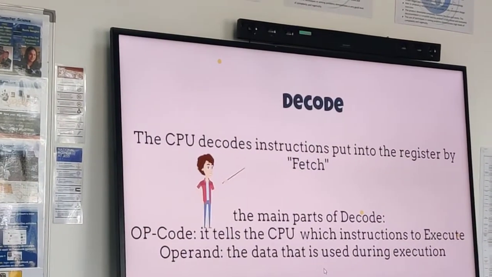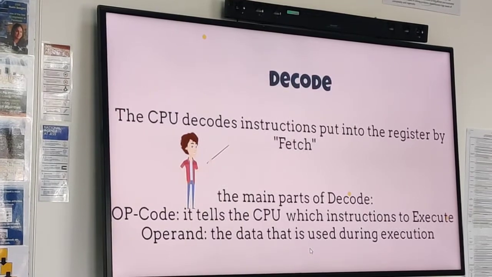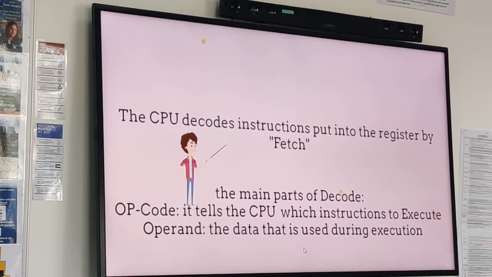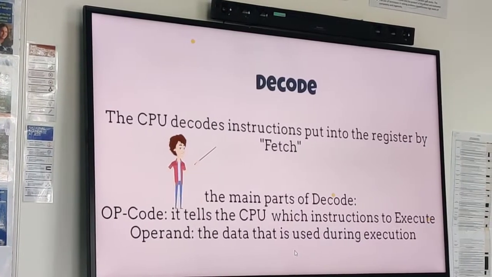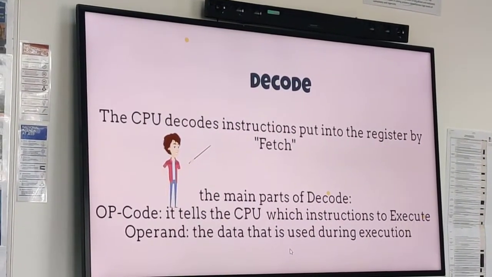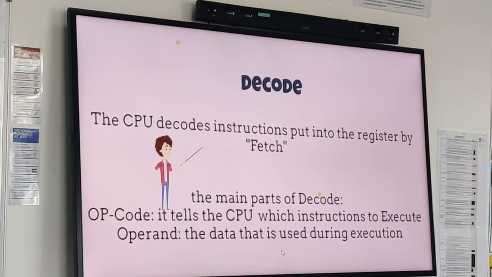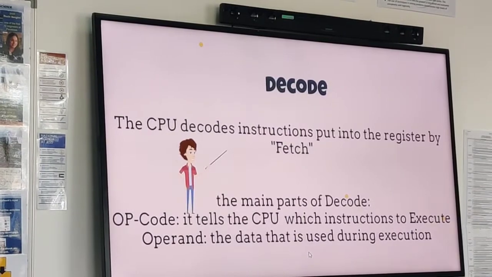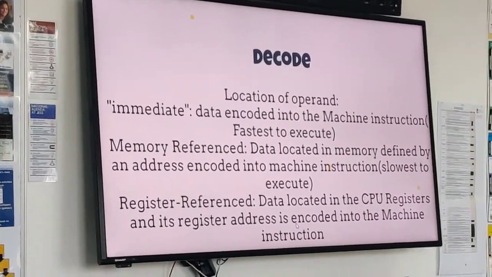Decode. The CPU decodes instructions put into the register by fetch. The main parts of decode are the OP code and the operand. OP code is what tells the CPU which instructions to execute, and operand is the data that is used during execution of those instructions. So in decode, there are different locations of operand.